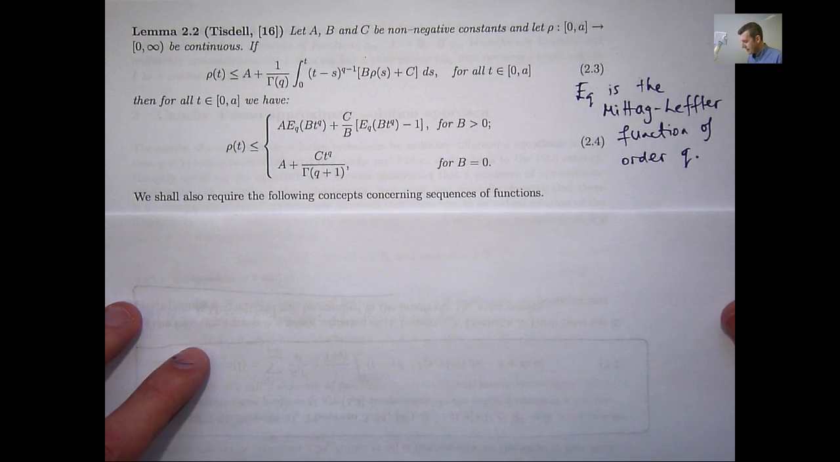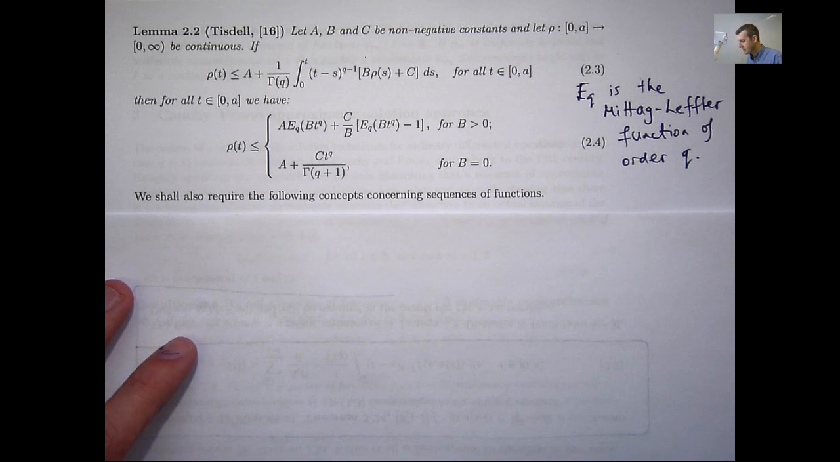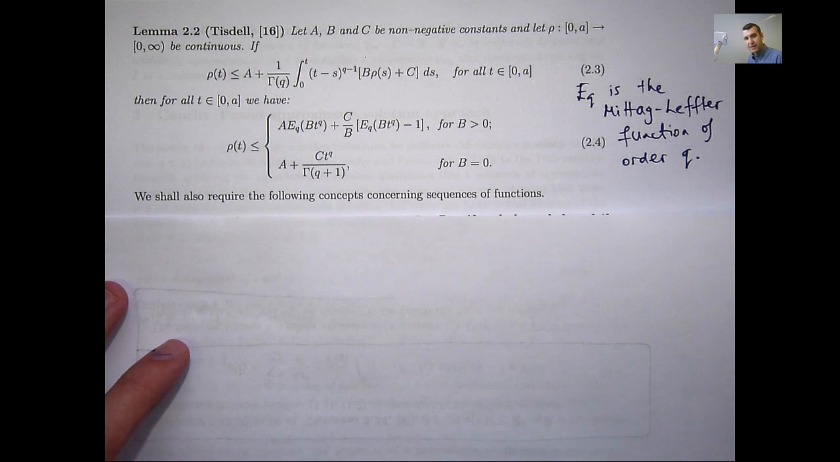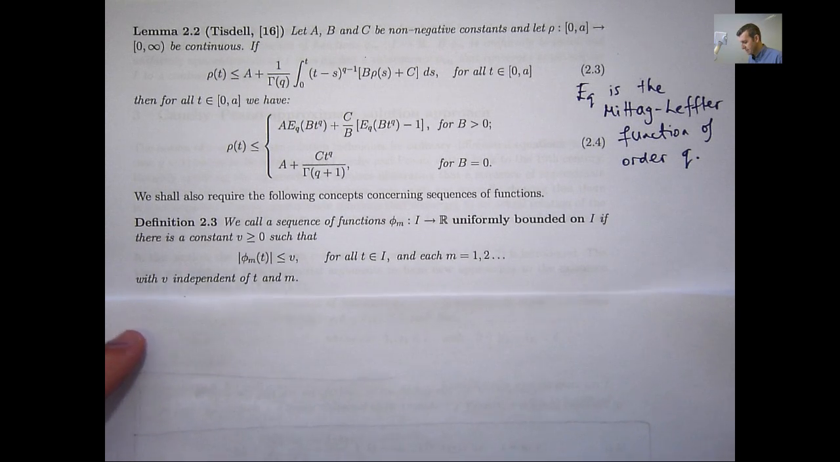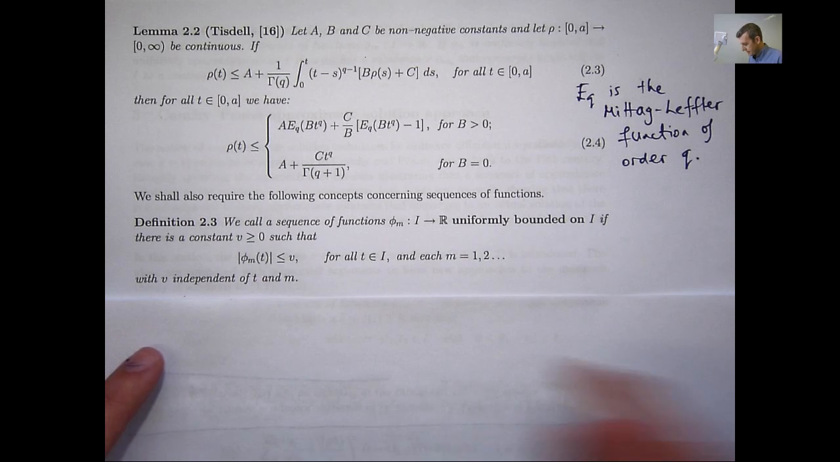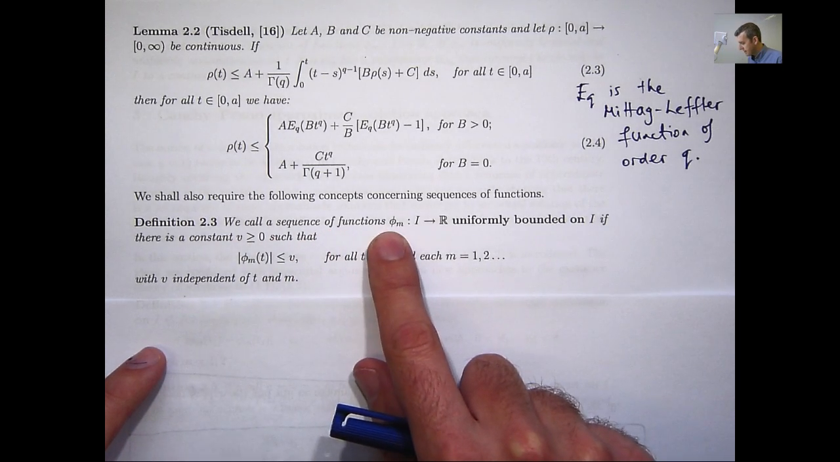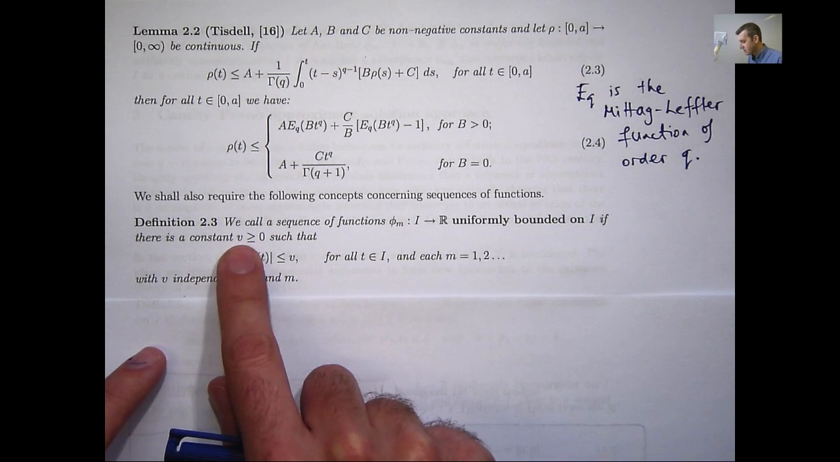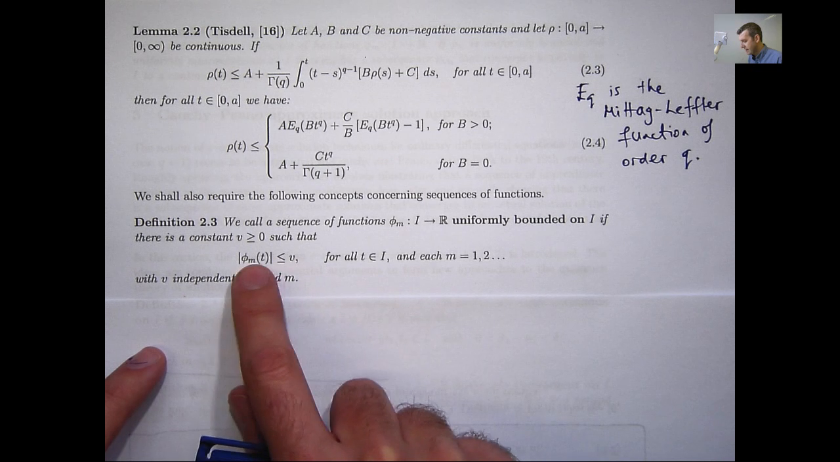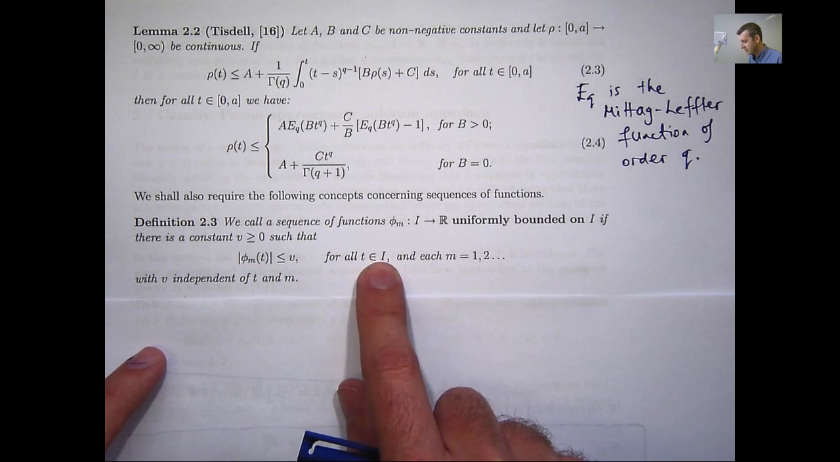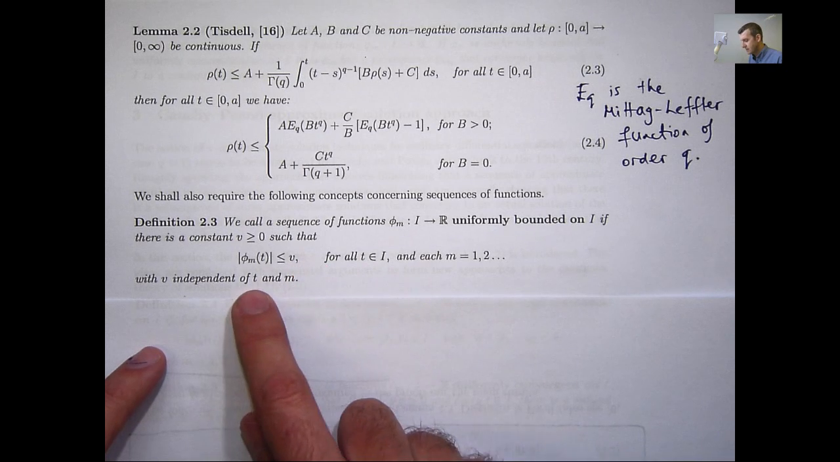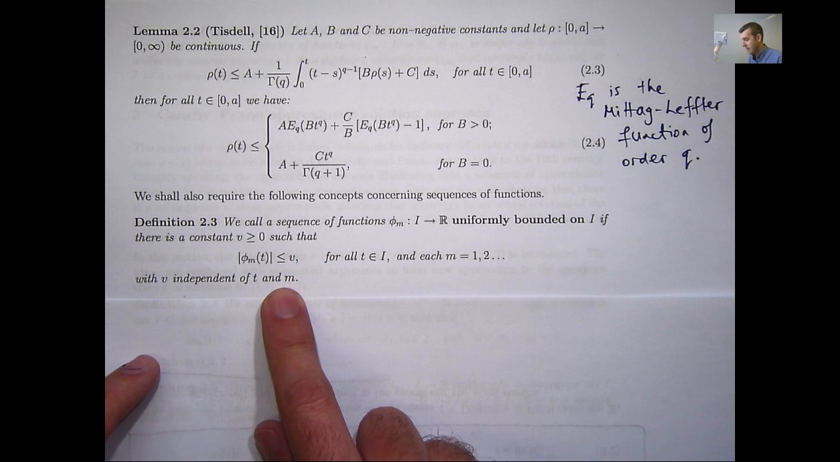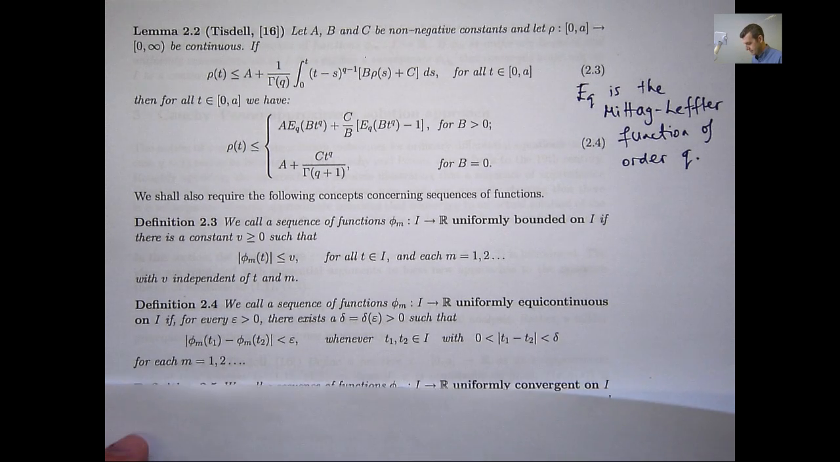Okay, well, our techniques are going to use sequential methods. So I'm going to talk a little bit about some basic definitions for sequences. Okay, well, we call a sequence of functions phi sub m uniformly bounded on some interval I if there's a non-negative constant v such that this inequality holds on the entire interval, and v is independent of t and m.